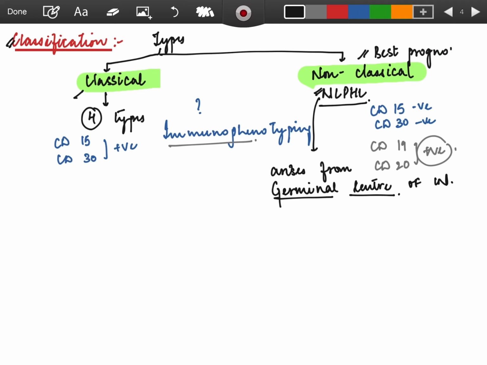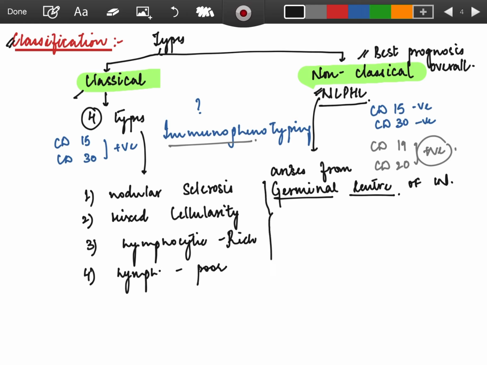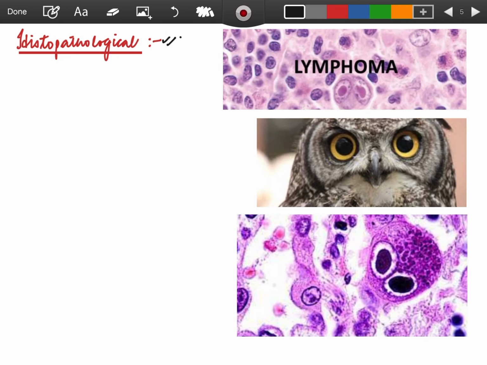So is the prognosis better or worse? Non-classical has the overall best prognosis, and in the classical, the best prognosis is of nodular sclerosis and the worst is of the lymphocyte poor type. So these are nodular sclerosis, mixed cellularity, lymphocyte rich and lymphocyte poor. These are the 4 subtypes of the classical one. So coming to the histopathological feature, we know that there is a neoplastic proliferation of B cells and it converts to a characteristic appearance of cell.